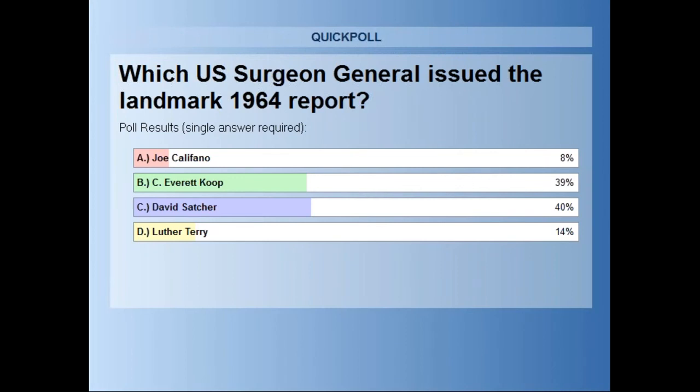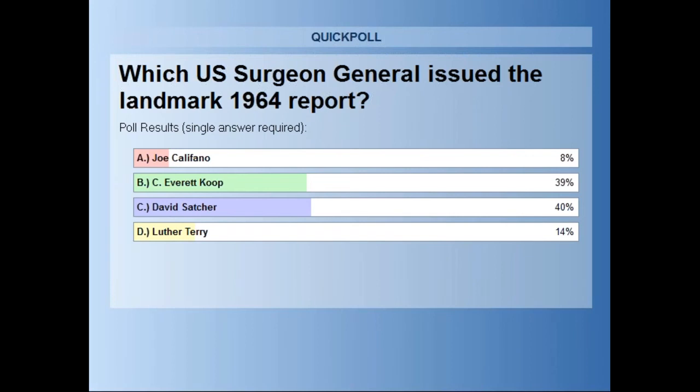So the answer is actually D. And the 64 report was the famous report on tobacco, on smoking. And it was Surgeon General Terry who took the bold initiative to form the panel that actually reviewed all the evidence to date, beginning in a study in 1912 on the potential harmful effects of tobacco. And that was a landmark report. It was, and worth taking a look at.